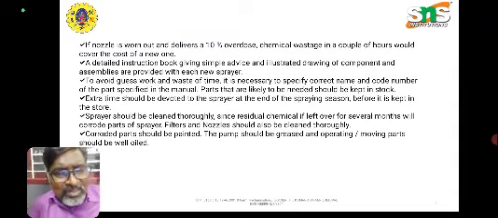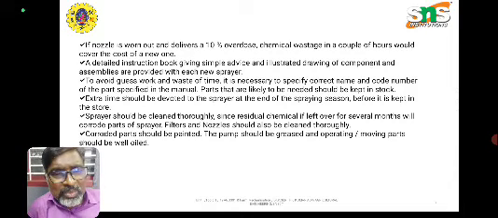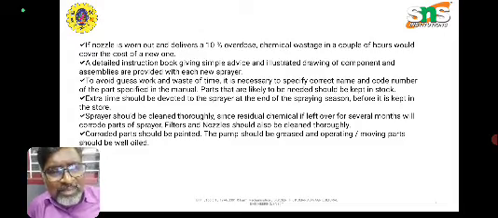So these are some of the basic preliminary precautions we should know before going on to study the working of a sprayer or a duster, which comes under the category of crop protection machinery.